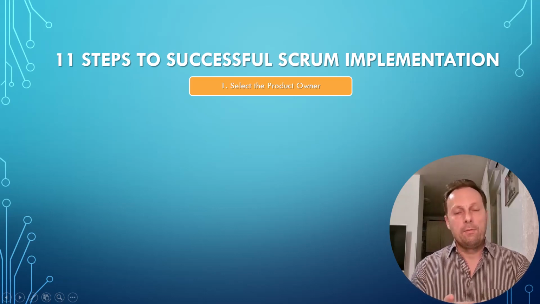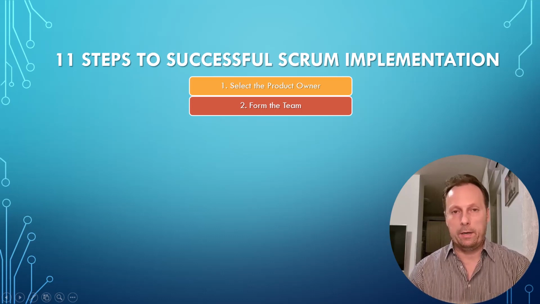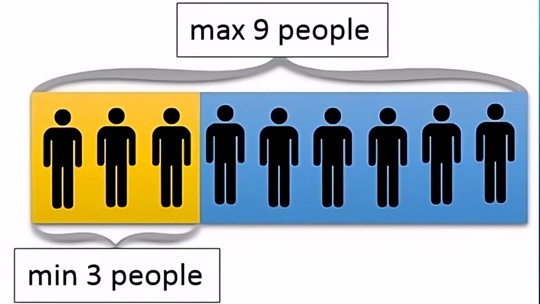Okay? Step number 2 is to form the team. So who will be the people doing the work? The team must possess all the skills necessary to realize the product owner's vision and turn it into reality. Teams should be small, with the general rule of 3 to 9 members.